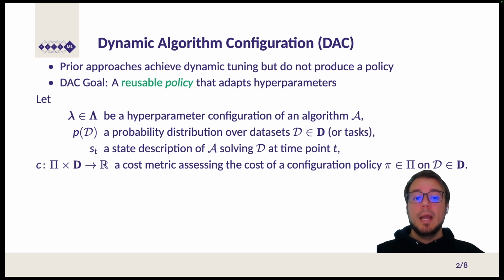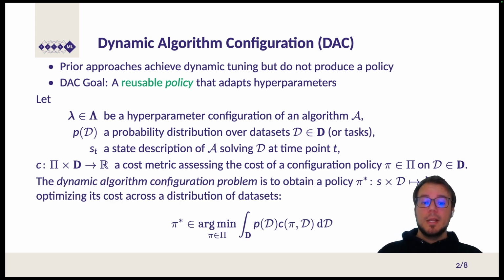And we want an associated cost metric that tells us the cost of the configuration policy while solving these different tasks. Now, if we have all of these things, then the dynamic algorithm configuration problem is to obtain a policy π star by optimizing its cost across a distribution of data sets. And again, distribution of data sets is key here. We want to have something that is not just applicable for a particular data set, but something that is flexible and general and can be applied across multiple data sets.